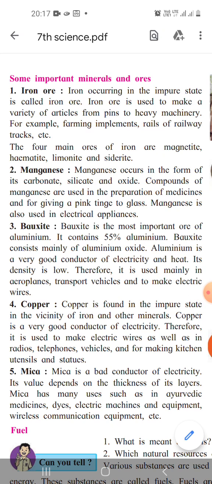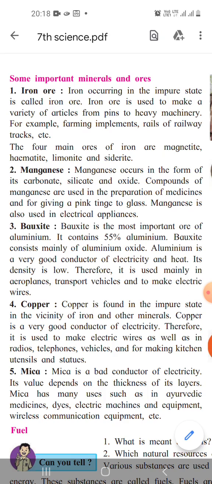First, iron ore. Iron occurring in an impure state is called iron ore. Iron is used to make a variety of articles from a pin to heavy machinery, for example, farming implements, farmers' tools, and rails of railway tracks. The four main ores of iron are magnetite, hematite, limonite and siderite.